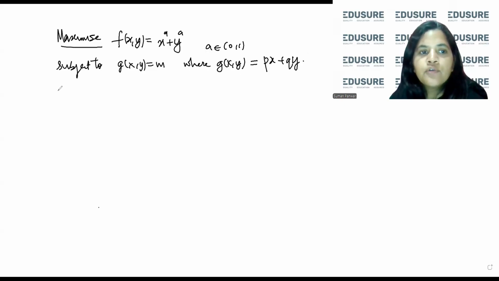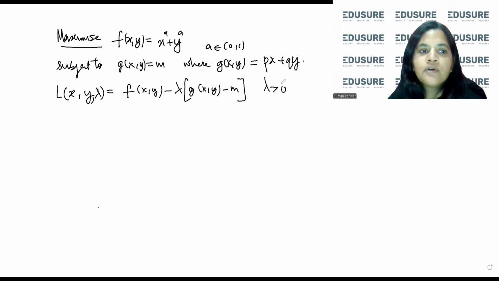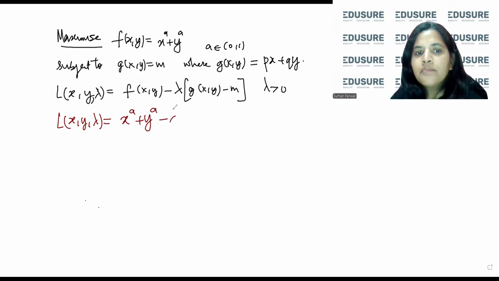So let us set the Lagrange function. The Lagrange function is set up as f(x,y) minus lambda times (g(x,y) minus m), where lambda is positive. So L(x, y, lambda) is x^a + y^a minus lambda times (px + qy minus m).